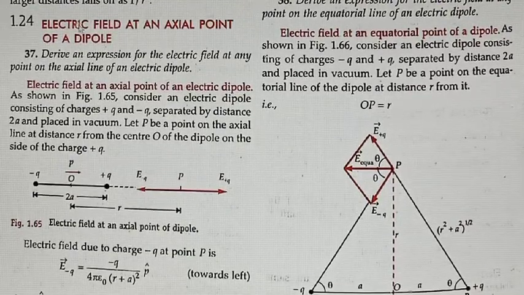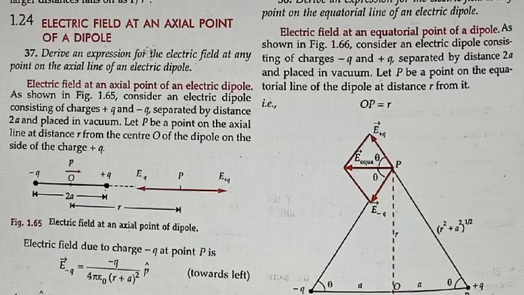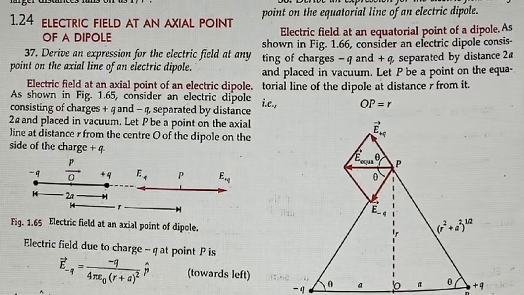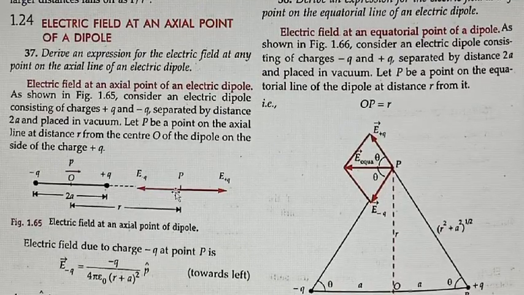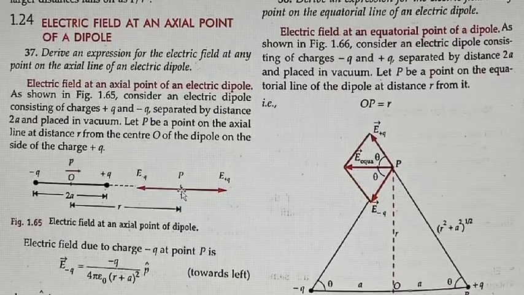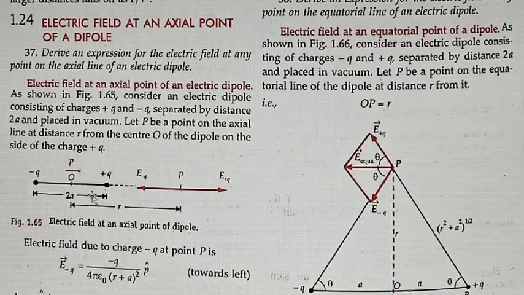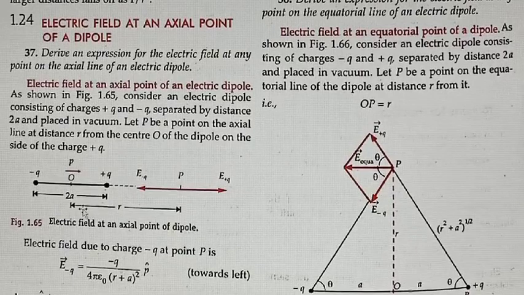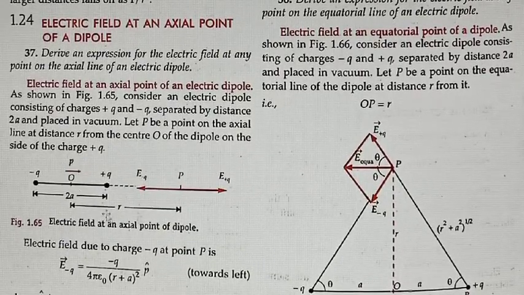Next is electric field at an axial point of a dipole. So you can see this dipole and this is the axis of the dipole, and on that axis we are considering a point P here, at which we are finding the electric field. 2a is the size of the dipole, O is the center of the dipole. Now this point P is at a distance r from the dipole, that means from the center of the dipole.